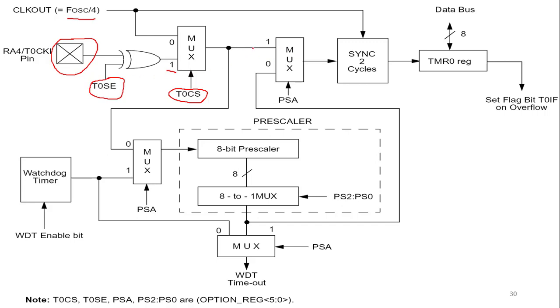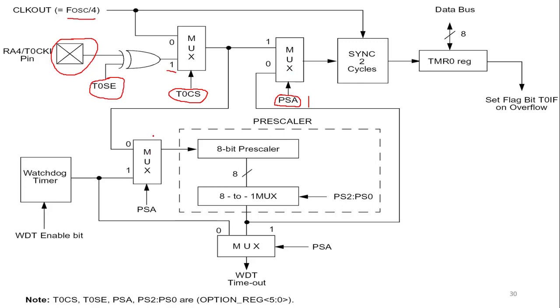Then the clock signal is further given to another multiplexer, and this multiplexer is controlled with the help of this bit called PSA. PSA stands for prescaler assignment. The prescaler which is there for timer 0 can be utilized for either timer 0 or the watchdog timer. If the value of this PSA bit is 1, then the prescaler is assigned to the watchdog timer, and if the value of this PSA bit is 0, then the prescaler is assigned to timer 0.